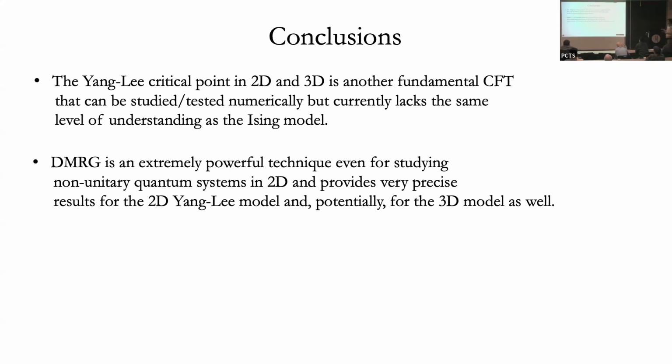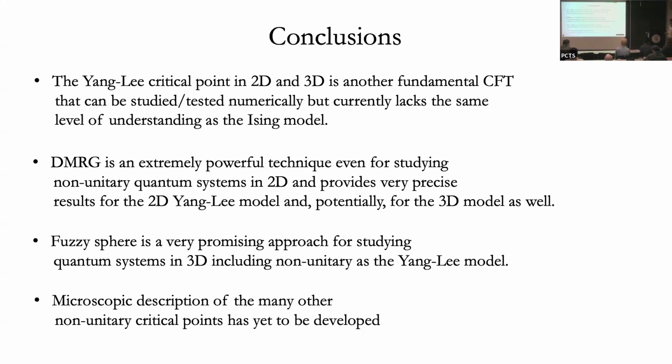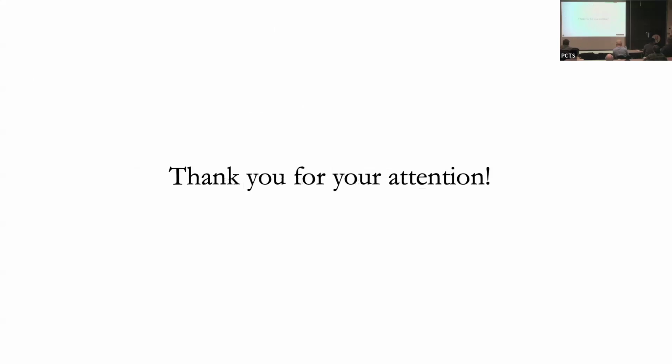The other point I want to make is that non-unitary minimal models in 2D can be perfectly studied using density matrix renormalization group, so you can push it to really high n. In 3D it's harder, of course, but in 2D it's perfectly fine. And the fuzzy sphere is, of course, a very promising approach for the Yang-Lee model in this case, while a microscopic description for other non-unitary critical points has yet to be developed. So that's all. Thank you.